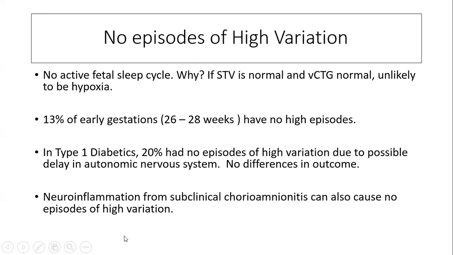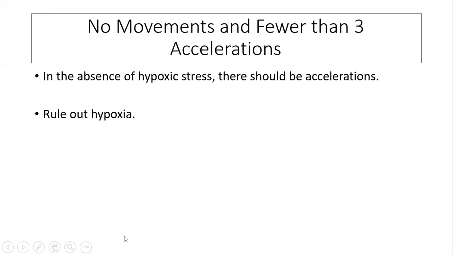If you have a patient with PPROM, neuroinflammation, for instance, can knock off the CNS cycling potential, and therefore you have no episodes of high variation. So try and understand why you're not having episodes of high variation. If you're not having movements, then you have to rule out hypoxia.